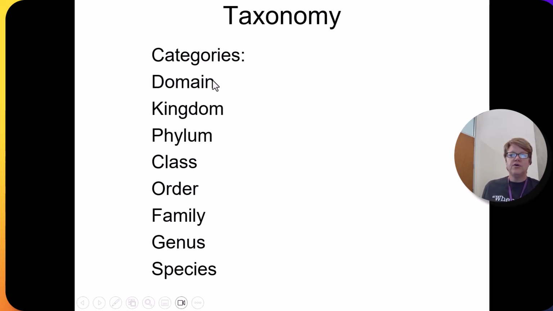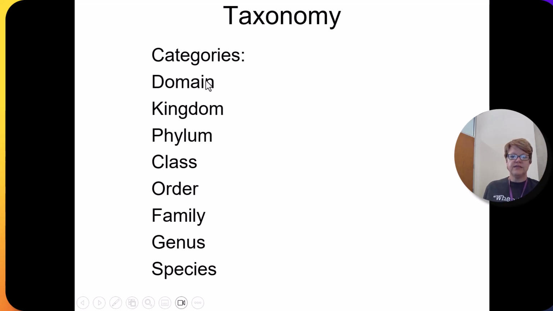Then what you need to know are the category names, in order, that go after domain. Each domain is divided into several categories called kingdoms. Each kingdom is divided into many different phyla. Each phylum is divided into different classes. Each class is divided into many orders. Each order is divided into families. Each family is divided into genera, and each genus is divided into many species.